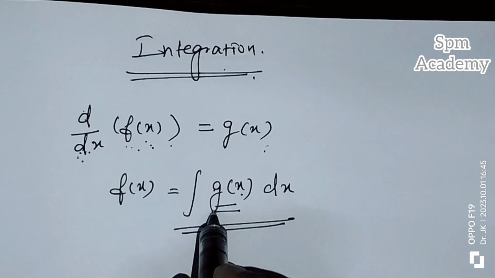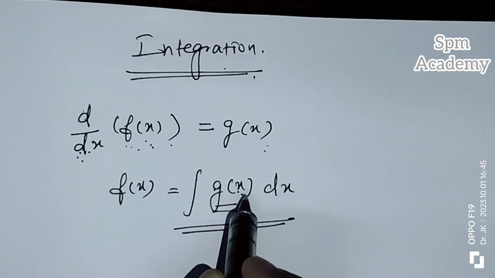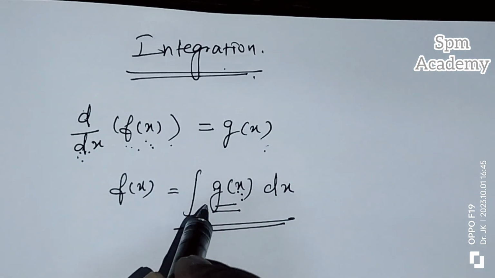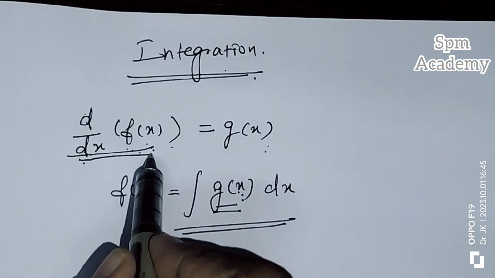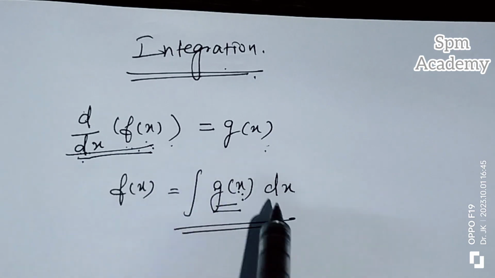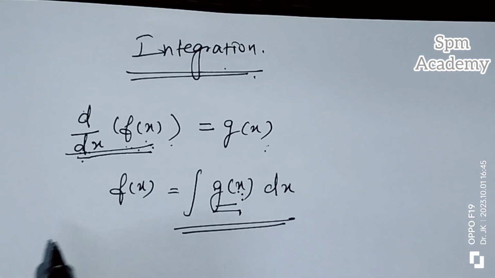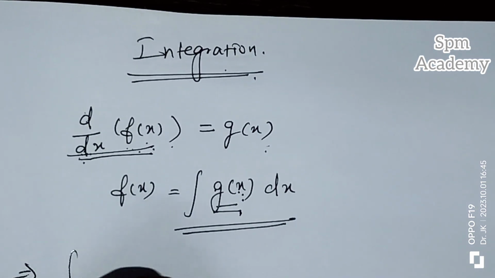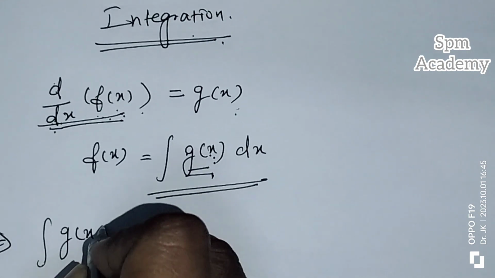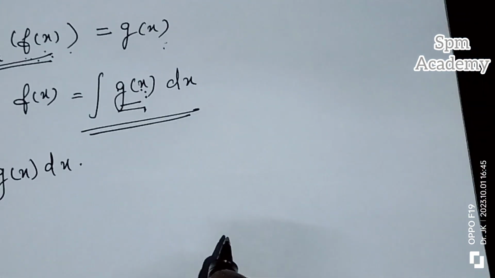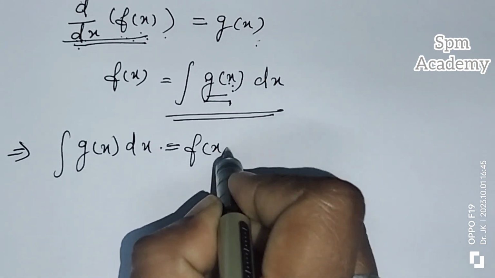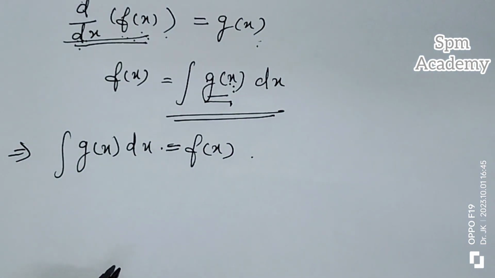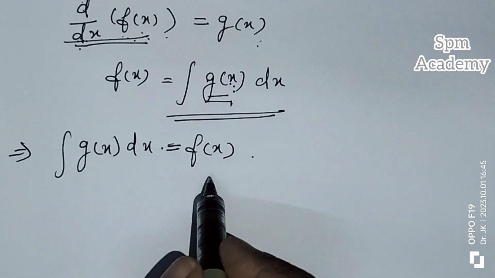The integral of the function g of x with respect to x is the function whose derivative with respect to x is g of x, and it is written as integral g of x dx is equal to f of x. So simply we can call it an indefinite integral.